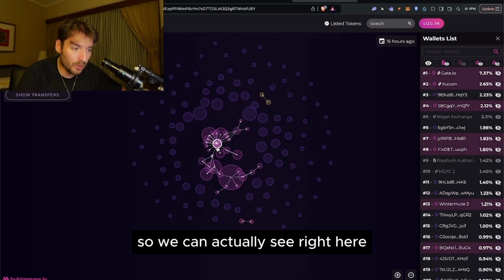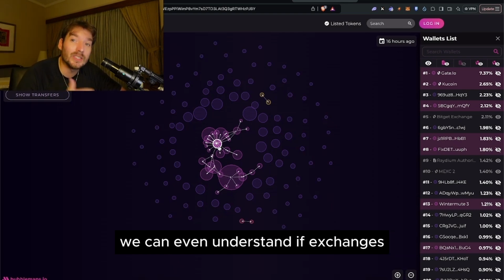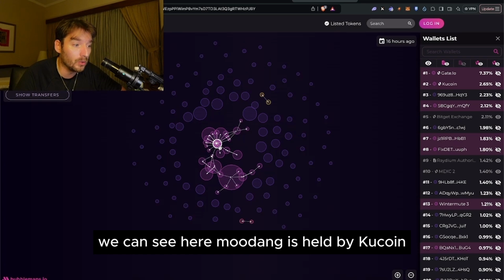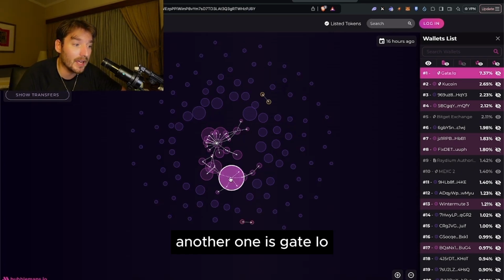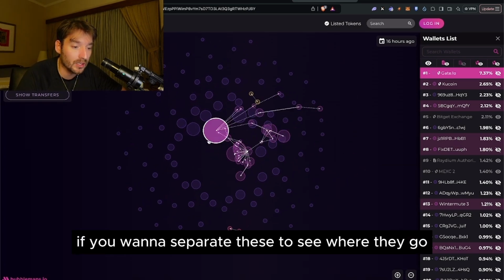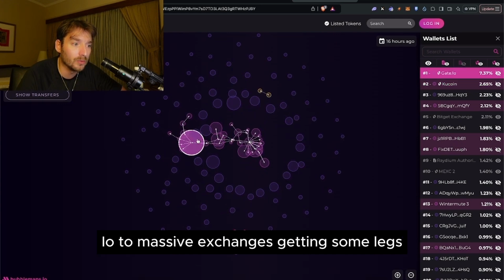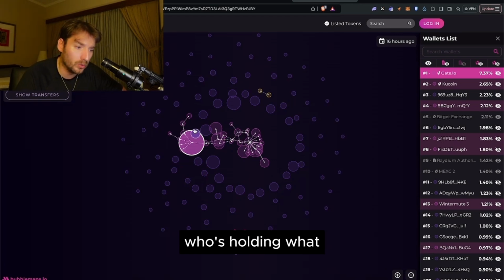So we can actually see right here, this is KuCoin's wallet. On top of that, we can even understand if exchanges are holding certain tokens. So we can see here Moodang is held by KuCoin. They hold about 25% of the total tokens. Another one is Gate.io. They also hold about 25% of the tokens. If we want to separate these to see where they go, we can see some overlap. So KuCoin is actually interacting with Gate.io, two massive exchanges, getting some exposure, getting some insight on this, and helping us understand where these tokens are, who's holding what.